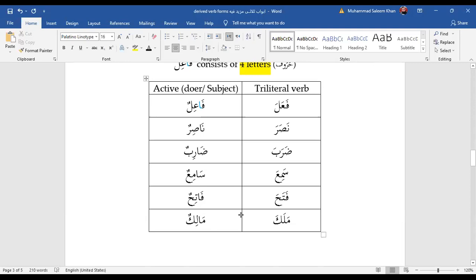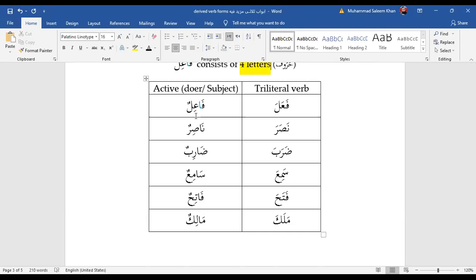Does it mean even if it has huruf al-illa, it's still going to be on that pattern? Yes, that's right. For the triliteral verbs, the verbs that consist of 3 root letters, whether it has huruf al-illa, or it has tashdid, or it has hamza, all of them will be on the pattern of fa'ilun, on the same pattern.